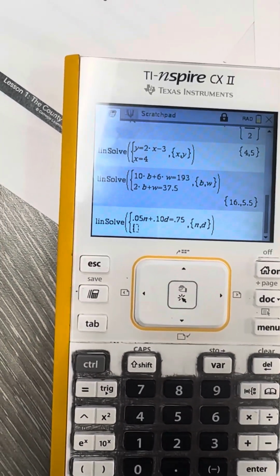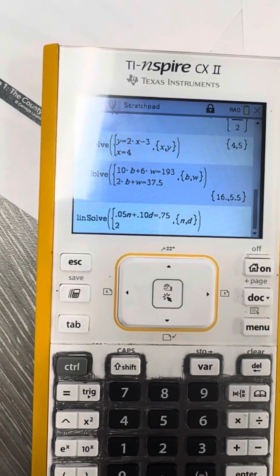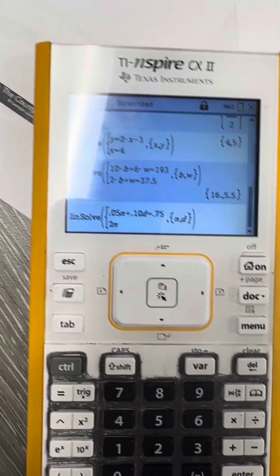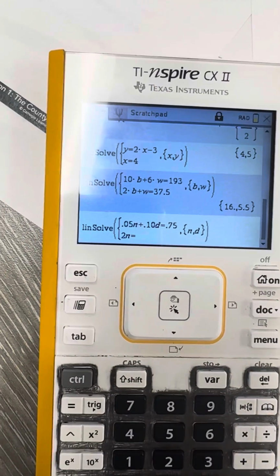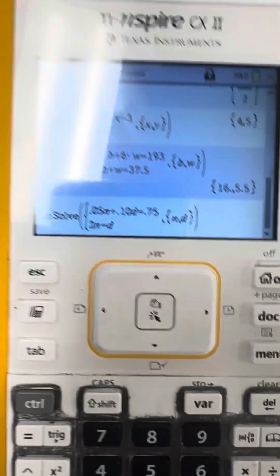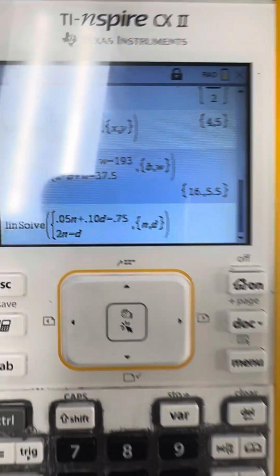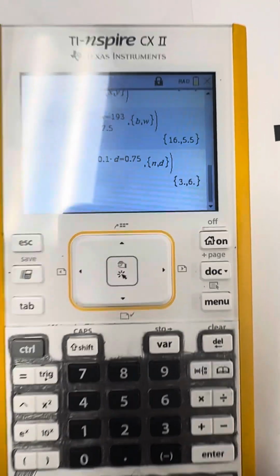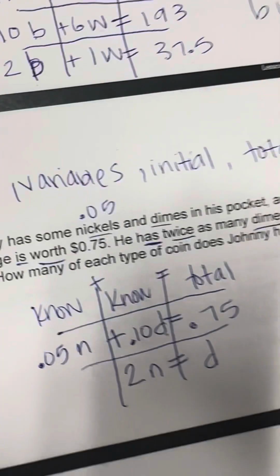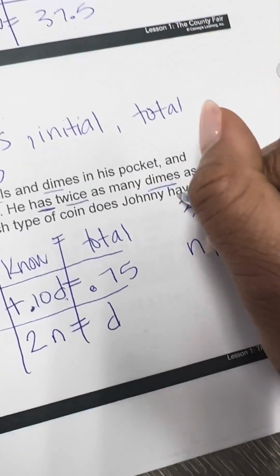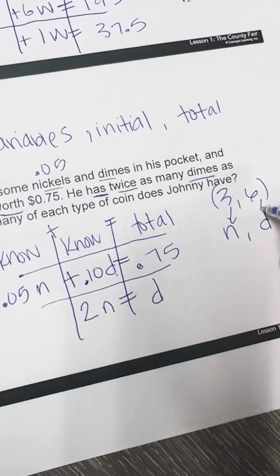We also know that 2 times the amount of nickels will give you equals dimes, D. Hit enter. There you go. Write it down. 3, 6. That means we have 3 dimes and 6 nickels.